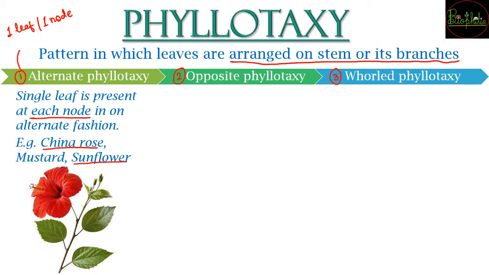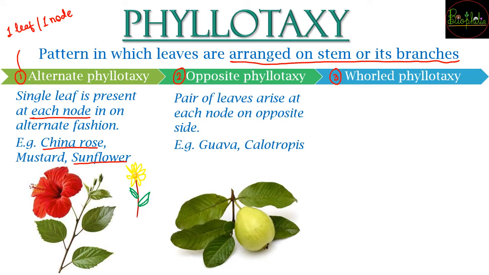Knowingly or unknowingly, you must have drawn a sunflower in your childhood, and when you drew the sunflower, you might have always shown the leaves in that particular fashion, that is alternate phyllotaxy. You might have unknowingly shown it. You drew one leaf here, and one leaf a little higher. That is nothing but showing the alternate phyllotaxy. In opposite phyllotaxy, there is going to be a pair of leaves arising at each node. What does that mean? There are going to be two leaves per node.